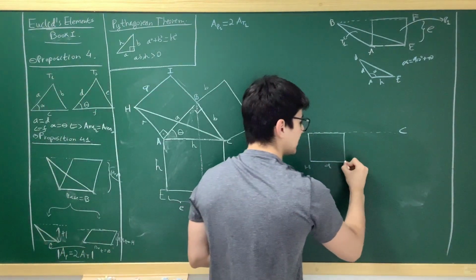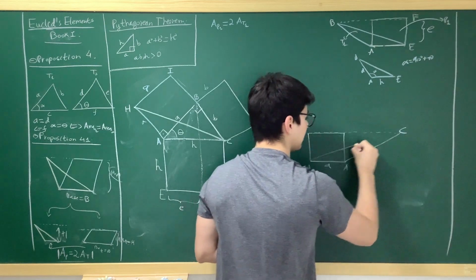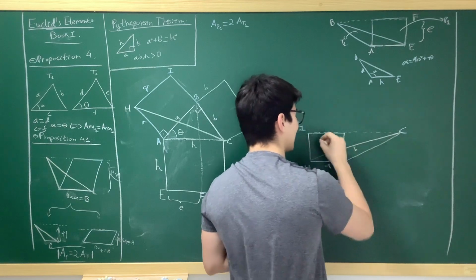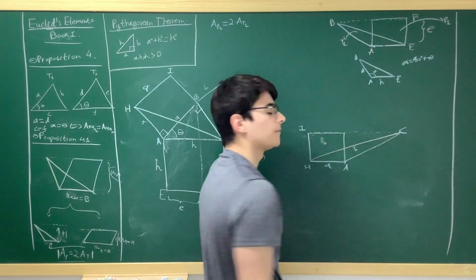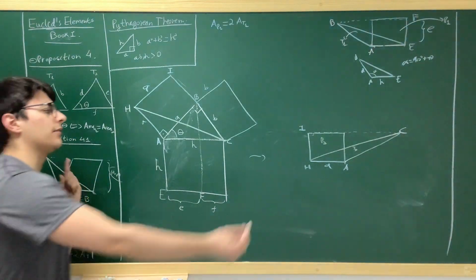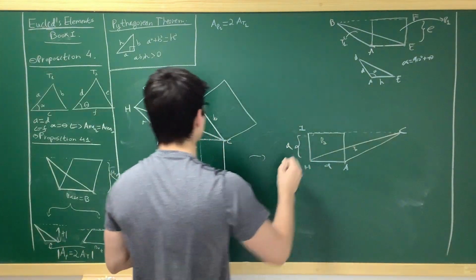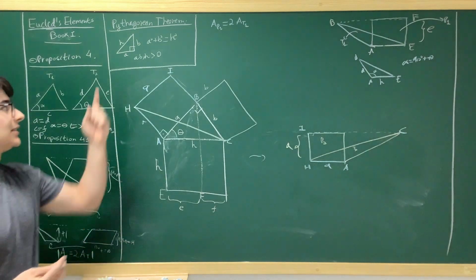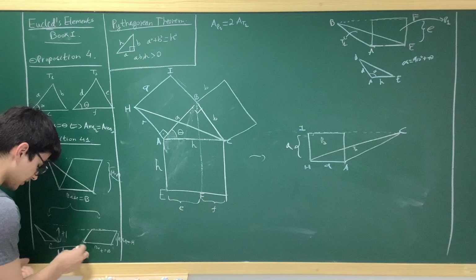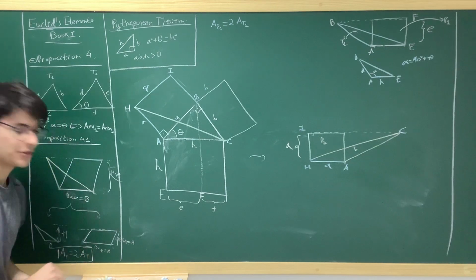So, HA, CH. Let's call this T2 and let's call this P2. Right? Parallelogram 2 and triangle 2. Again, we have the same base, we have the same height. This relation will hold for areas.